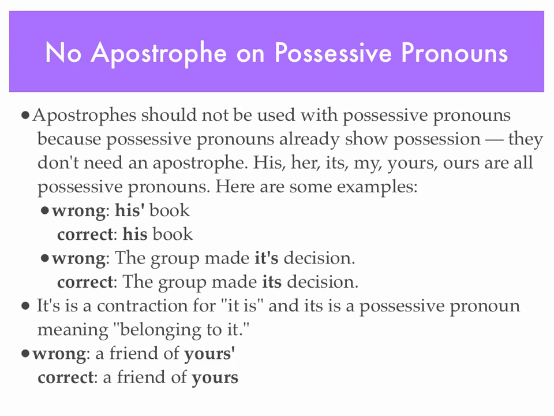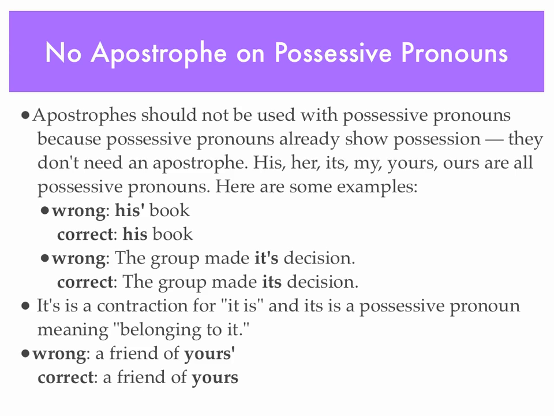No apostrophe on possessive pronouns. Apostrophes should not be used with possessive pronouns because possessive pronouns already show possession and they don't need an apostrophe. These are words like his, her, its, my, ours, yours. These are possessive pronouns, and here are some examples.